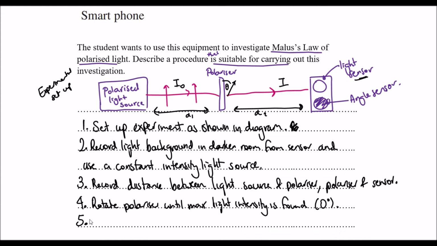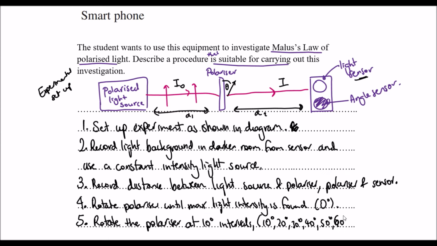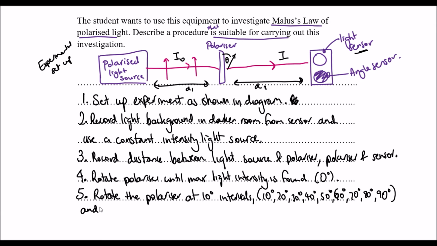Next, we're going to rotate it again and record particular angles of that rotation. So rotate the polarizer at 10 degree intervals. So we can use 10, 20, 30, 40, all the way to 90. So that gives us a nice little display of all the different intensities of light. And we want to ensure this is a reliable experiment, so we want to repeat this recording at least 3 times.